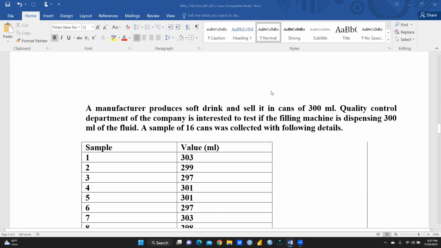So I hope you understand how we are going to solve such kinds of cases, and with the help of some more cases we can find out standard deviation.